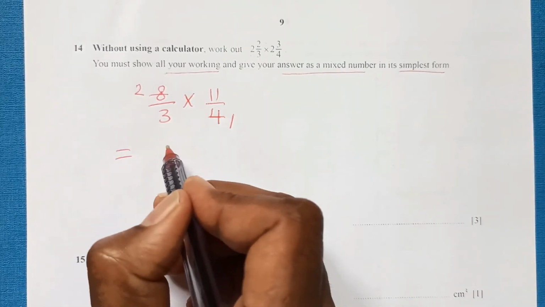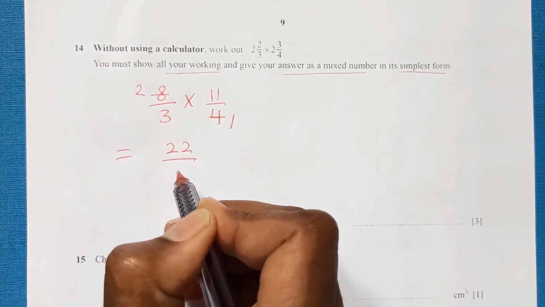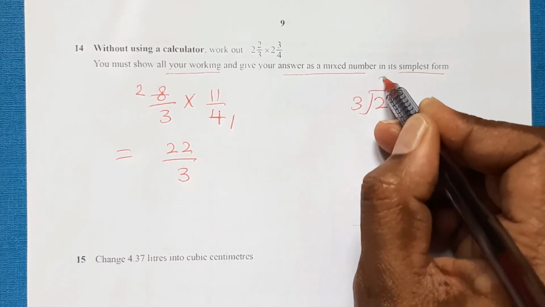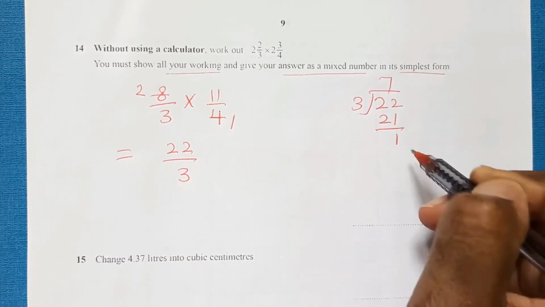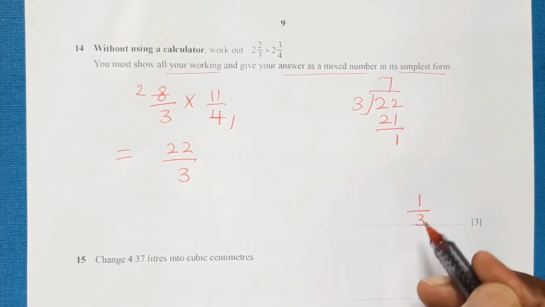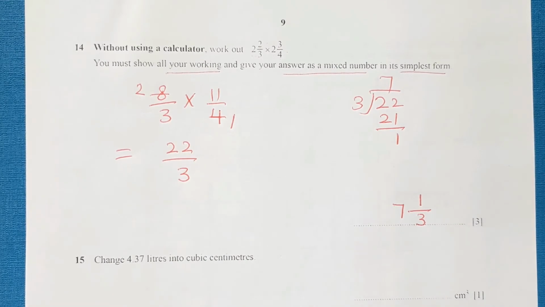So 2 times 11 is 22 over 3. So divide 22 by 3. 3 times 7 is 21. So the remainder is 1. So 3 will go down here, the remainder goes up and 7. So 7 1/3 is the final answer.